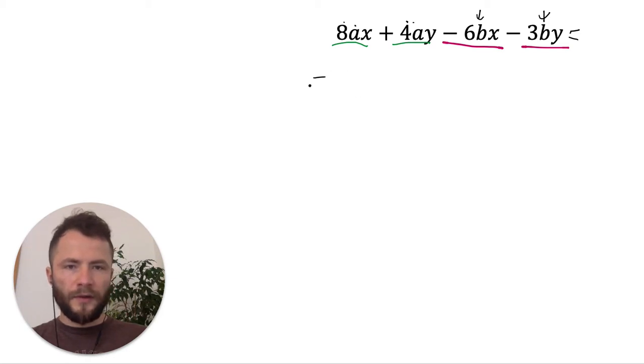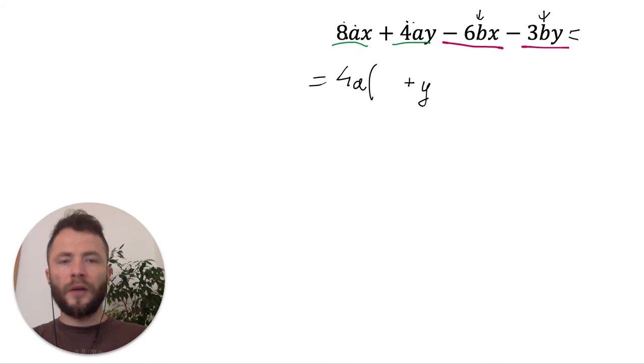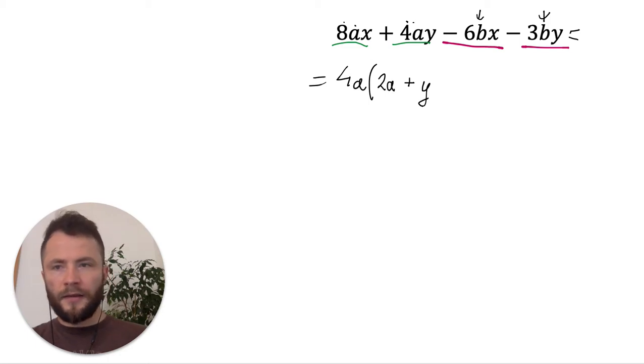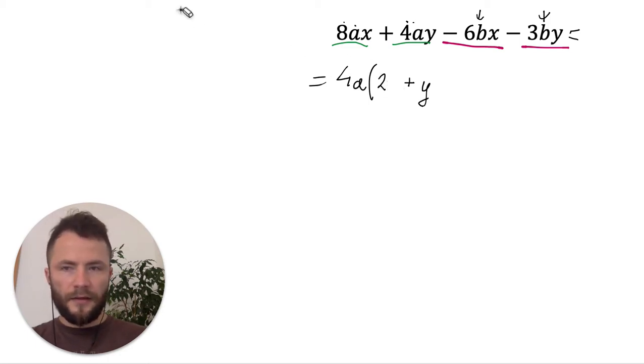I would write down 4a, and inside of the bracket, I took 4a out of 4ay, so I end up with just y. I'll write it in the second place. And I took 4a out of 8ax, so I end up with 8 divided by 4 is equal to 2, and x stays in this expression. Let me just write x here, sorry. 2x.